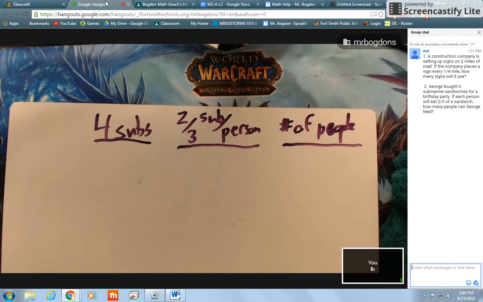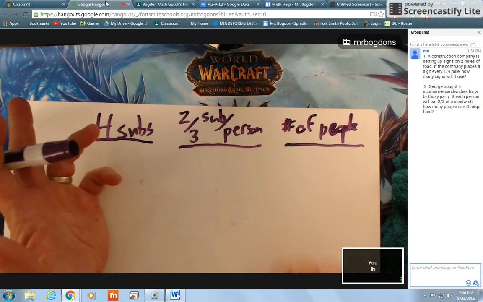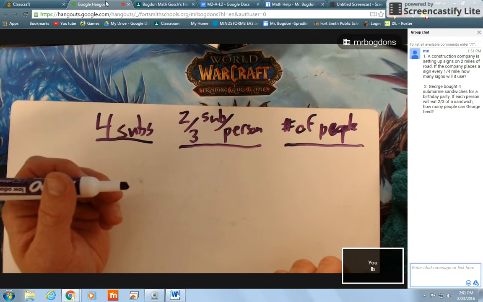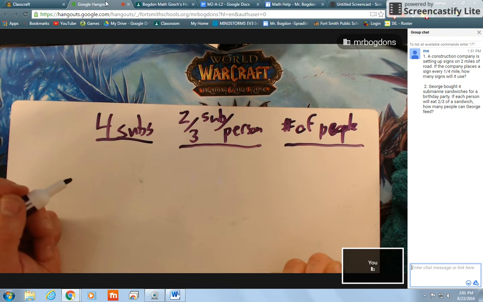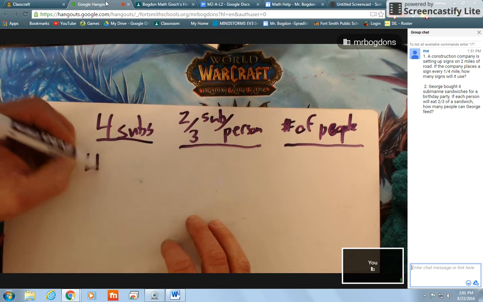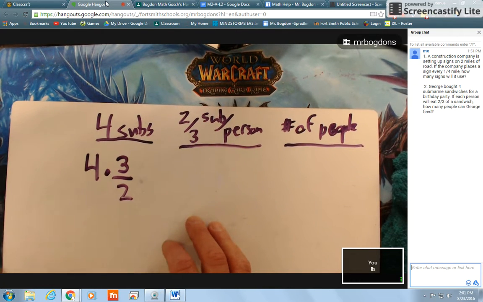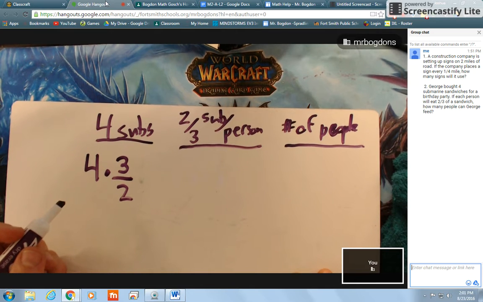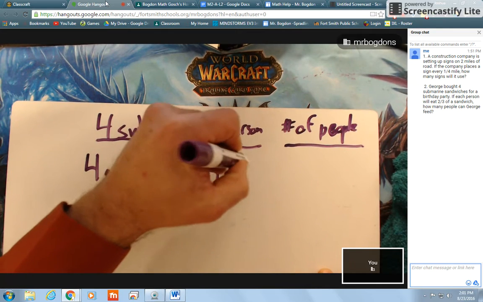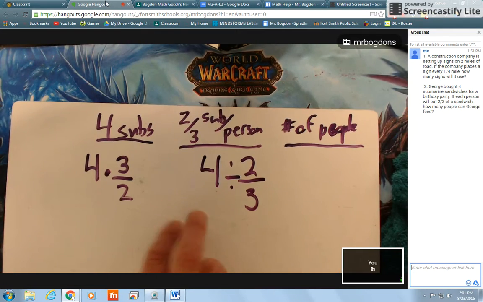Can anyone think of a multiplication or division expression to show what my answer might be? Keep getting the same people over and over again. Azil? Can you think of a multiplication or division expression to show what the answer might be? Okay, so he says that 4 times 3 halves will give me my answer. Phoenix, what's a division expression? 4 divided by 2/3. Can we see the similarity between these two? These two are equal.